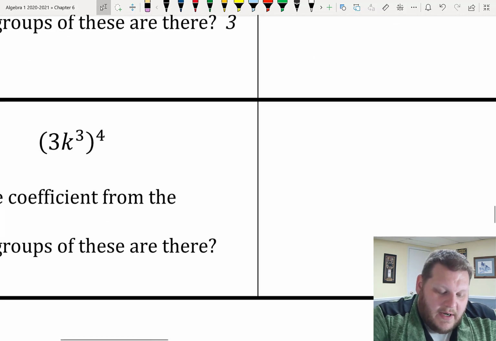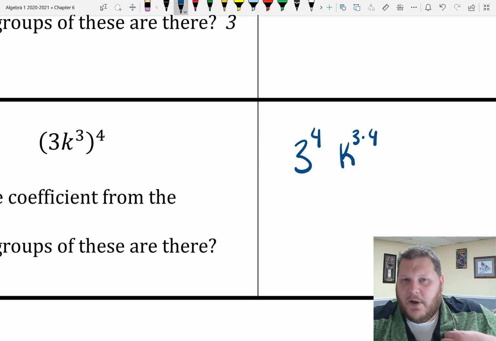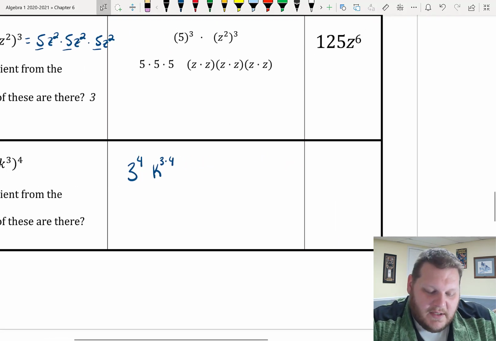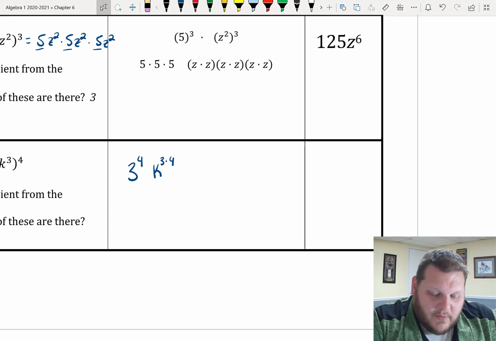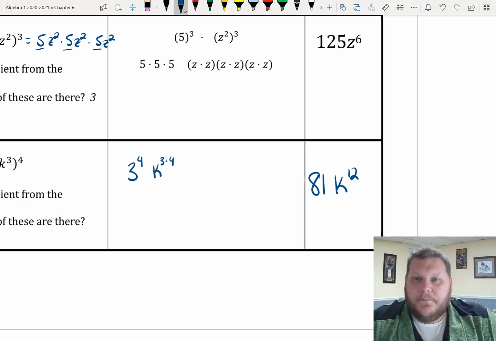So the way that I would rewrite this one, I would say this is 3 to the 4th power, and then k to the third power to the fourth power, which I'm forgetting how I would usually do the shortcut. I know that I'm going to be multiplying those together. So 3 to the fourth times k to the 3 times fourth power, which 3 to the fourth power is 81. K to the 12th, 3 times 4 being 12.